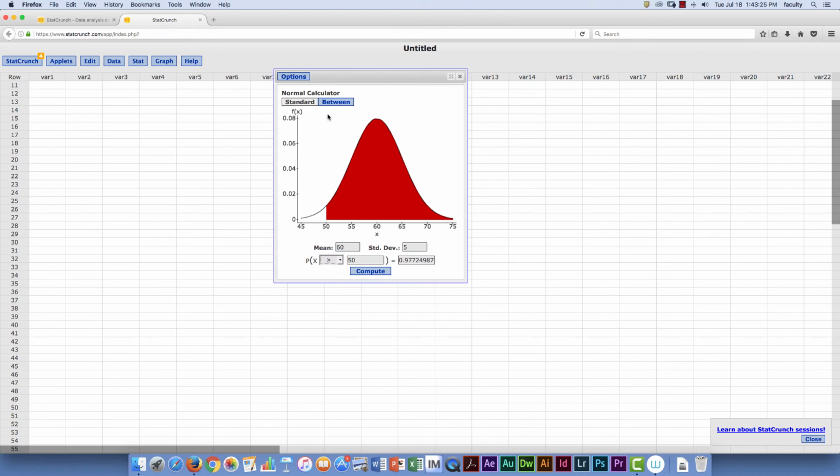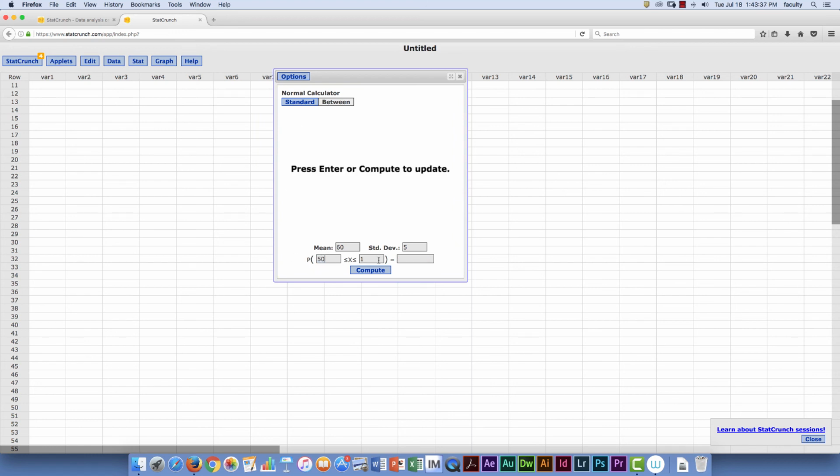Just like with the binomial calculator, you can find probabilities between two x values. So for example, if the mean was 60, the standard deviation is 5. Suppose you wanted the probability of an x value between 50 and 55. We just put in our x values of interest and click compute. It shades the region between 50 and 55 and tells us that probability is equal to 0.136.